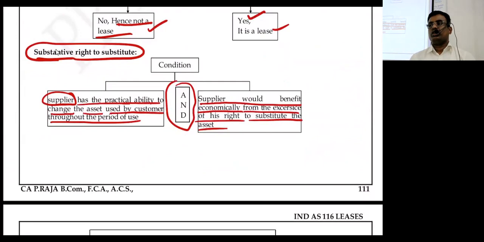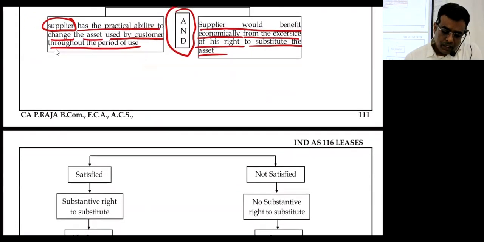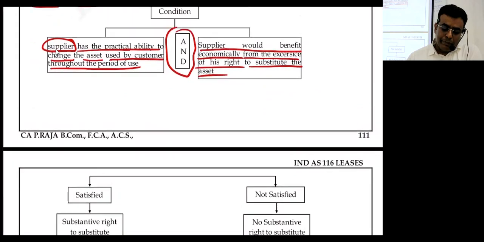Substantive rights to substitute. Yes? Lease or not a lease? Not a lease. No? Lease. Sometimes substantive rights exist, but we will still call it a lease. Yes or no? That is not throughout the period. It applies only on the occurrence of something or after a specific period of time. Then you will also have productivity rights. That also we can't say is a right held by the supplier; the right is held by the customer. Yes or no? So the supplier must have the practical ability to change the assets.